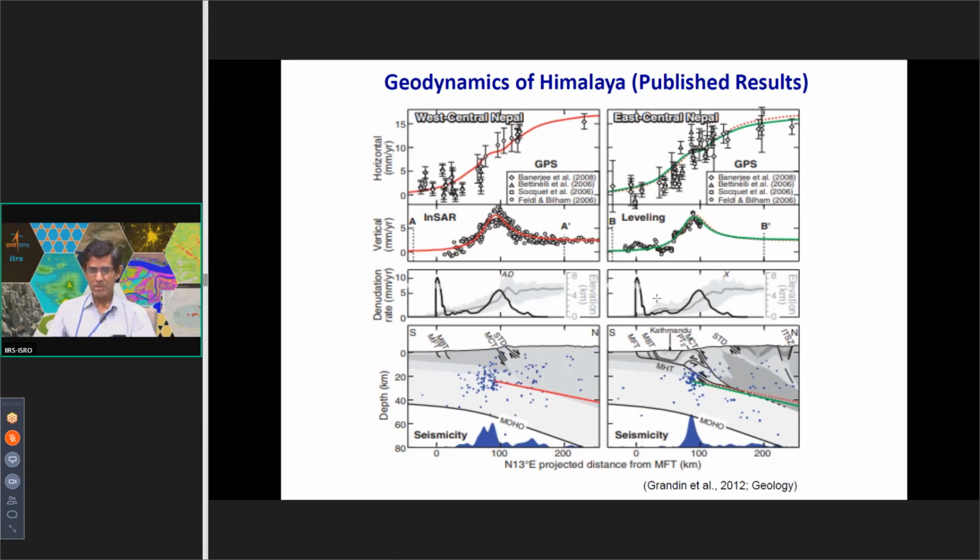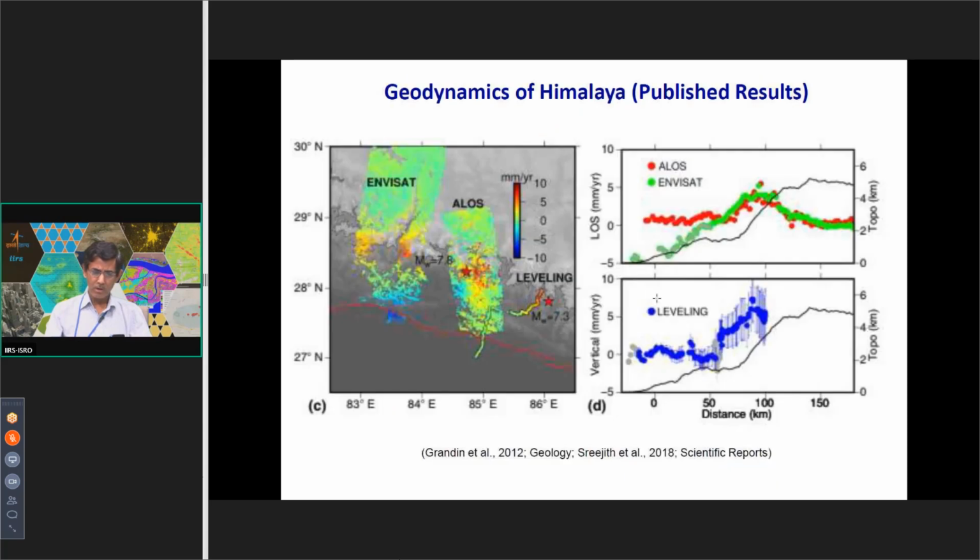And on the right side you see east central Nepal. So here the leveling, and on the left side InSAR, these two results are quite agreeable with each other. Now a similar kind of study was done for east central Nepal also. So west central Nepal using ENVISAT, and east central Nepal using ALOS.